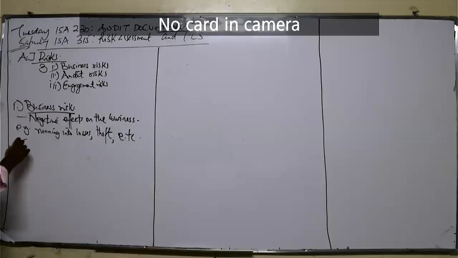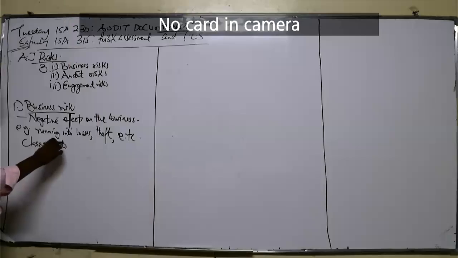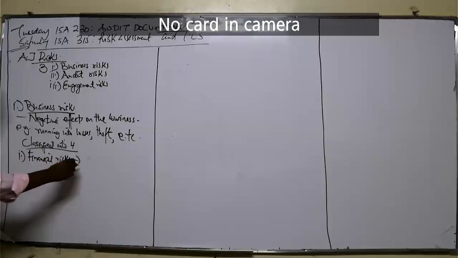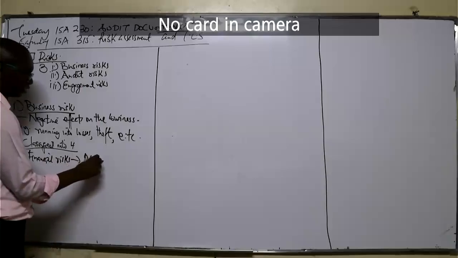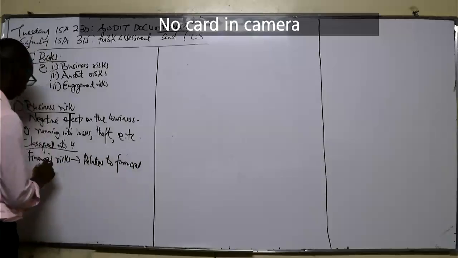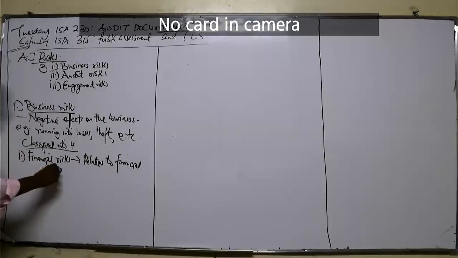All right, classified into four. I'm just highlighting because you already have them, plus I'll share the notes. So just a summary. Roman number one, we talk of financial risks, which relate to financial distress.